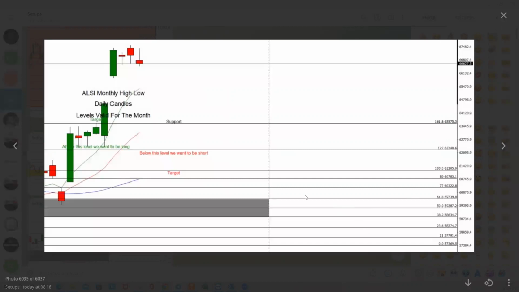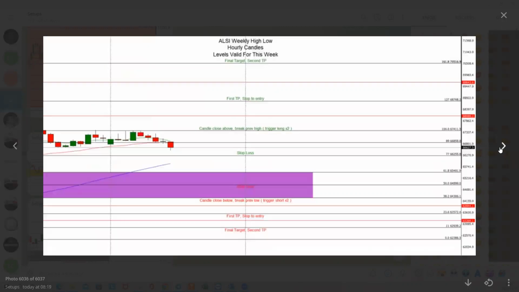On the Aussie monthly high low, currently above all the levels, so we don't have any indications to go anywhere at the moment. We need to wait for moving average crossover.